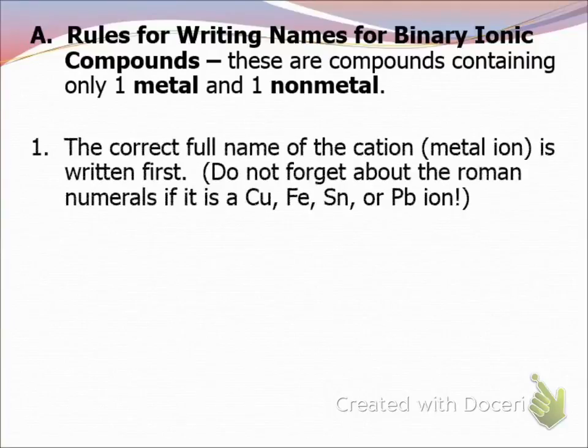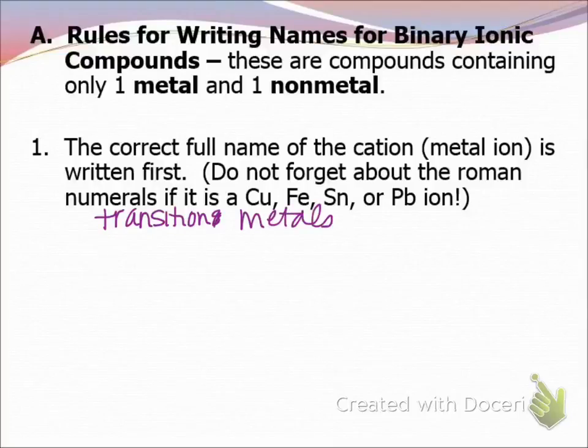First thing, for binary, again, remember, is one metal and one nonmetal. The correct full name of the cation is used, which is the metal ion. So it's written first. We don't change the name. And if it needs a Roman numeral, then we're going to do that. It says, do not forget the Roman numerals if it is copper. Okay, but there is more than that. Basically, it's your transition metals that can have more than one charge.